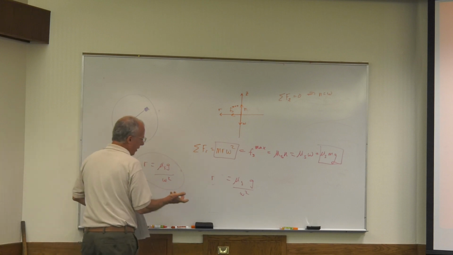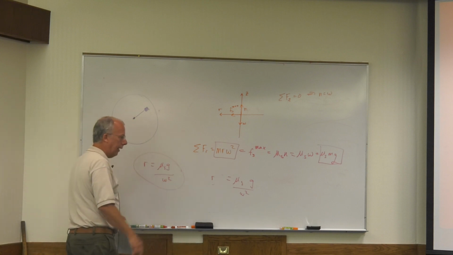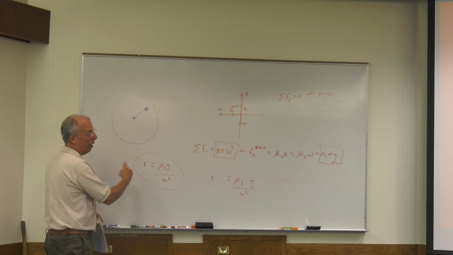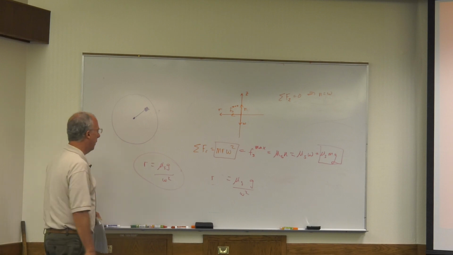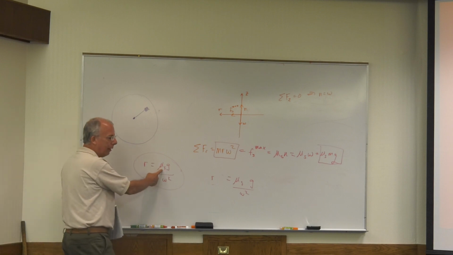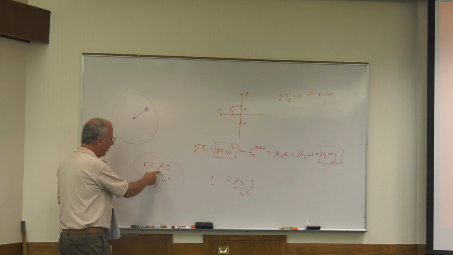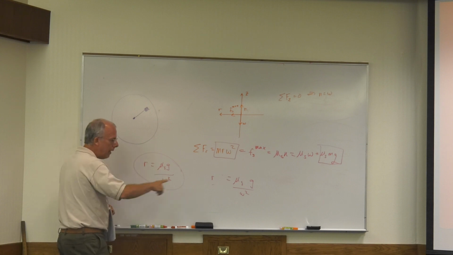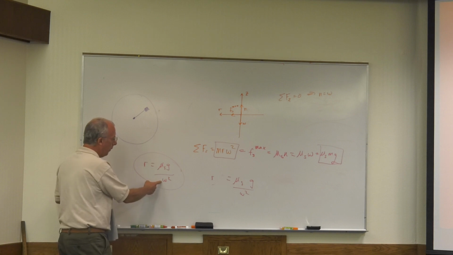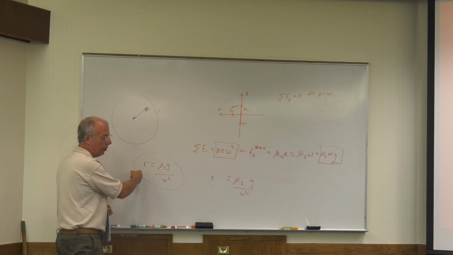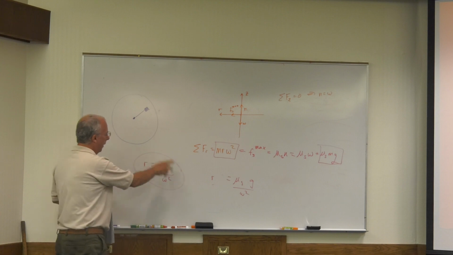Again, maybe it's surprising to you, but you'll see it again and again. It does not depend on the mass of the block. What does it depend on? Of course, it depends on friction, right? I mean, if it's ice, it's going to be a pretty small radius. Agree? It also depends on the angular speed. I mean, if it's going really, really fast, again, the radius is going to be pretty small. Okay, so there you go.